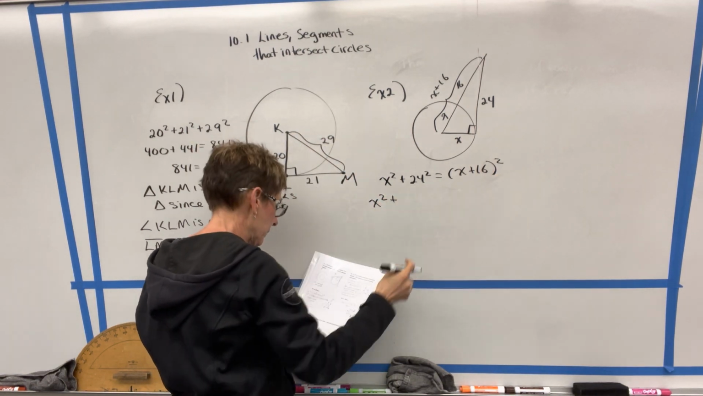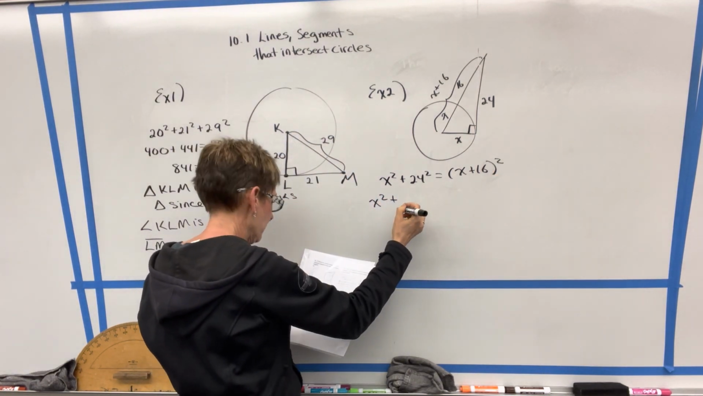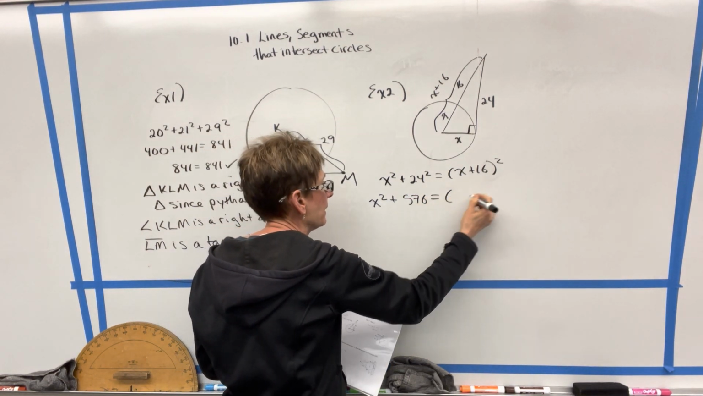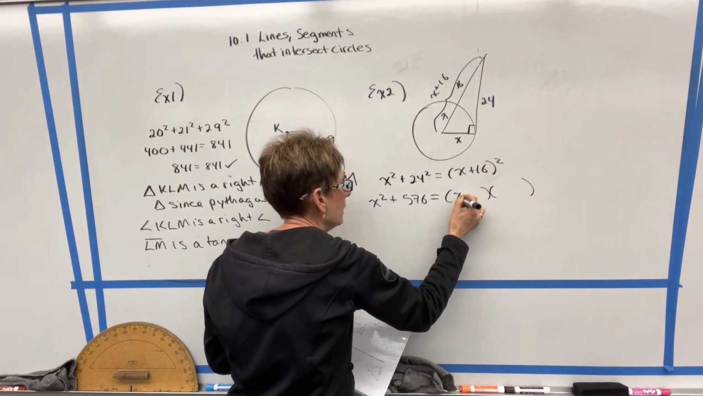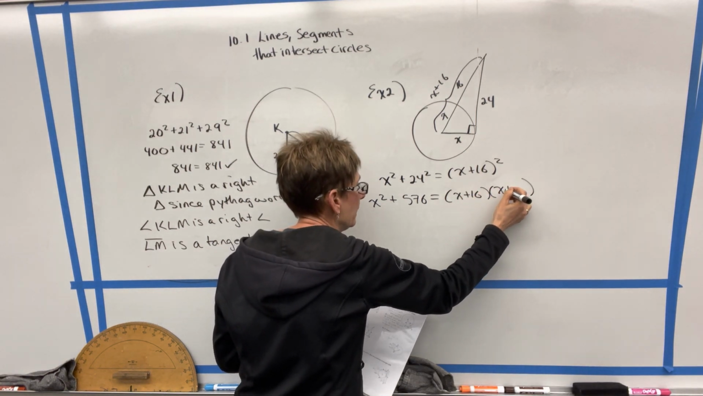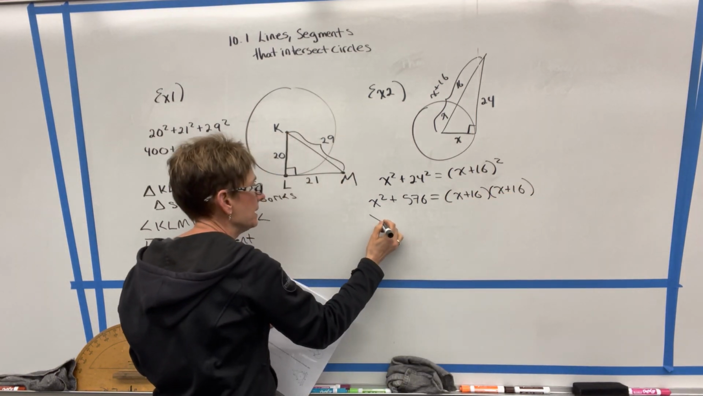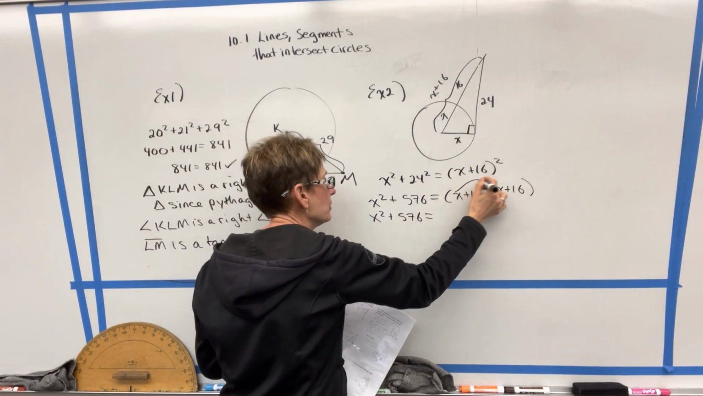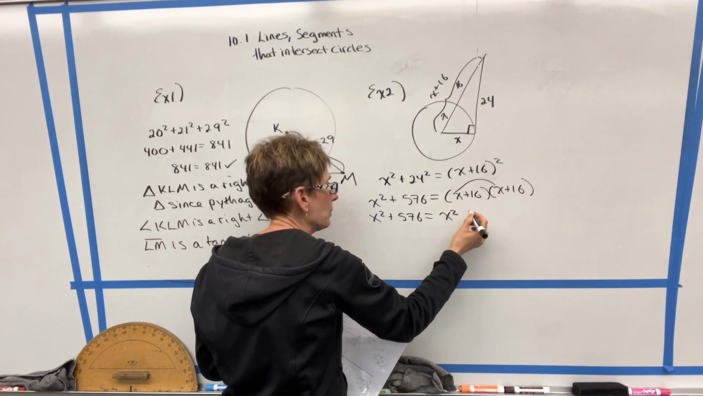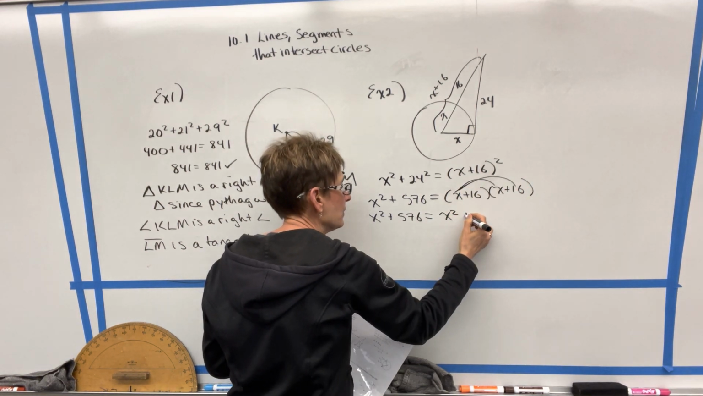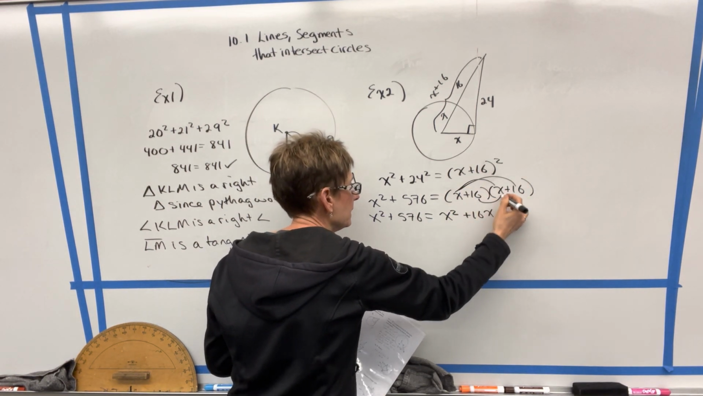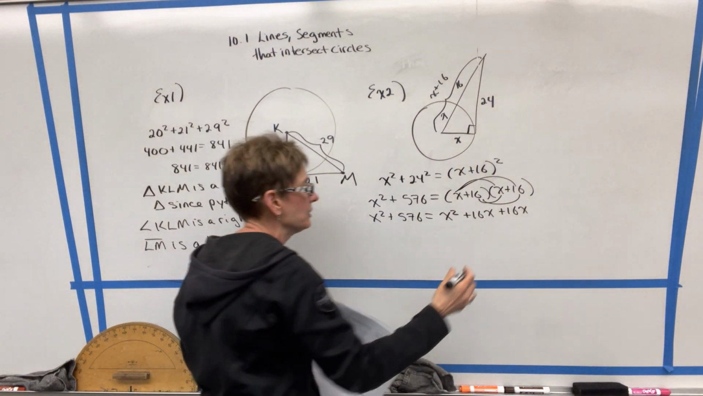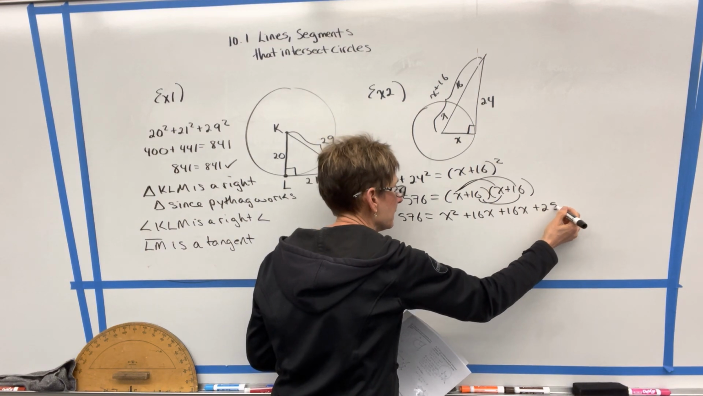The first part's pretty straightforward. 24 squared is 576, but to do this part here, we need to FOIL. X plus 16 squared means X plus 16 times X plus 16. So we need to do the two first terms to get X squared, and then the outside to get 16X, the inside to get another 16X, and the two last terms to get 256.